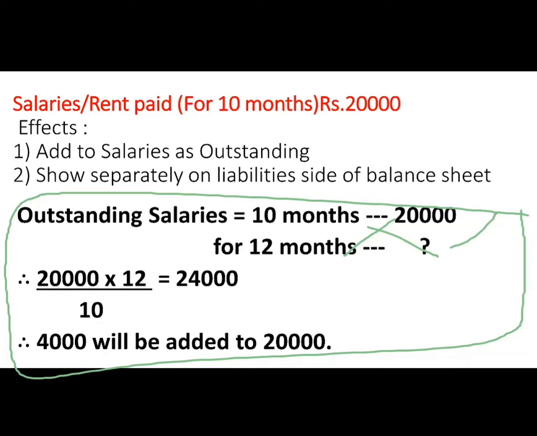So this is the first hidden adjustment. If anything is given with an item in the trial balance like this, for 10 months, for 9 months, for 8 months, that is a hidden adjustment. You have to do a proper calculation and get the amount.